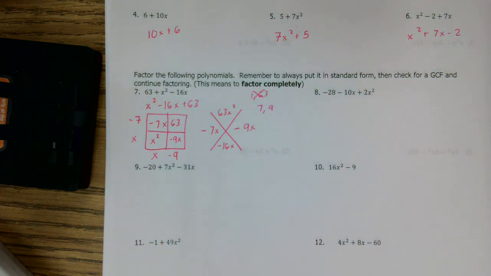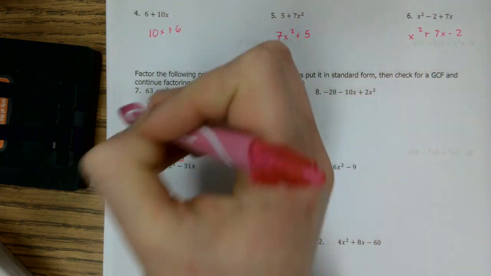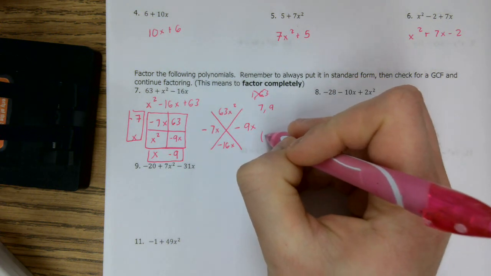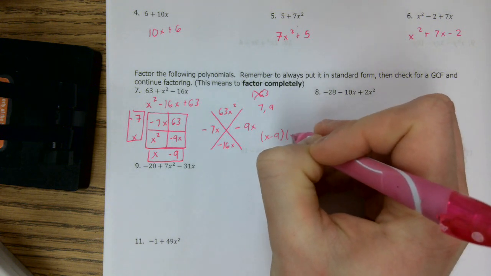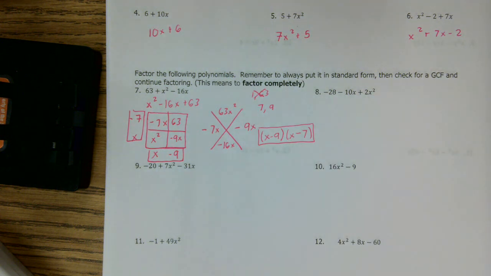So what I'm looking at is my factors that are on the bottom here, this one and this one right here. So my factors for x squared minus 16x plus 63 are going to be x minus 9 and x minus 7. Okay, so that is my final answer for this problem. The box and diamond allows me to figure out what actually multiplied to those values: x minus 9 multiplied with x minus 7. All right, so that is one of our examples.